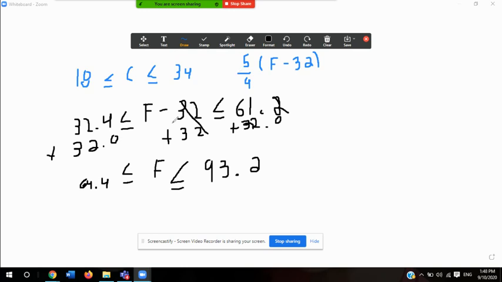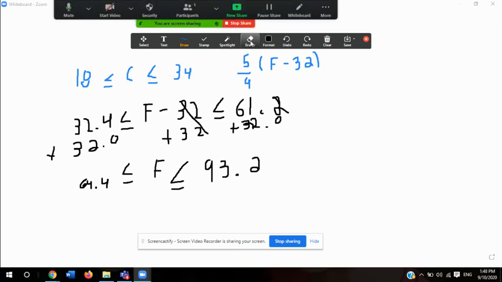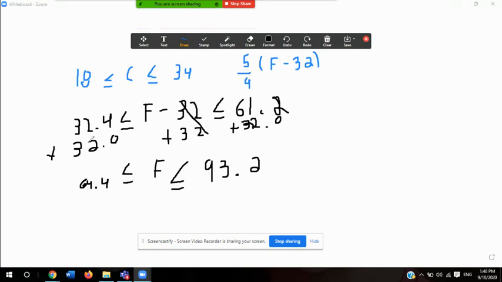And of course, when I multiply 5/9 by 9/5, this 5/9 here canceled, and that left me with F minus 32. To find the value of F, I added 32 on all sides. This side is 64.4, and the other side is 93.2. So that means, ladies and gentlemen, that the Fahrenheit temperature ranges from 64.4 degrees to 93.2 degrees Fahrenheit.